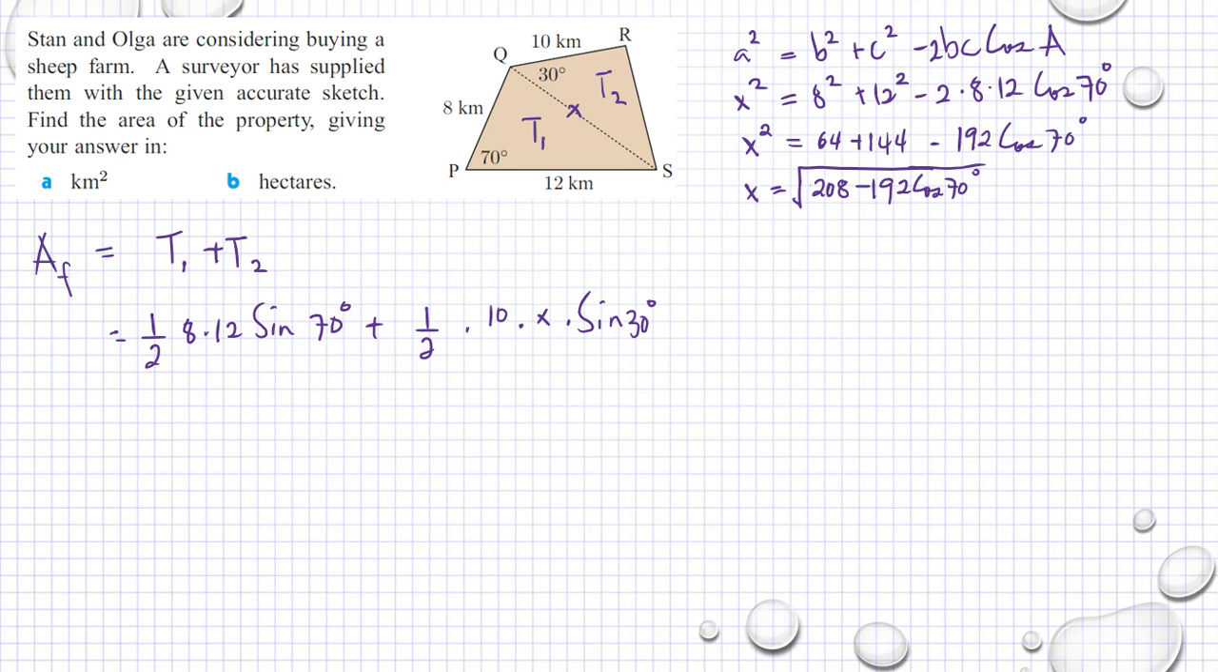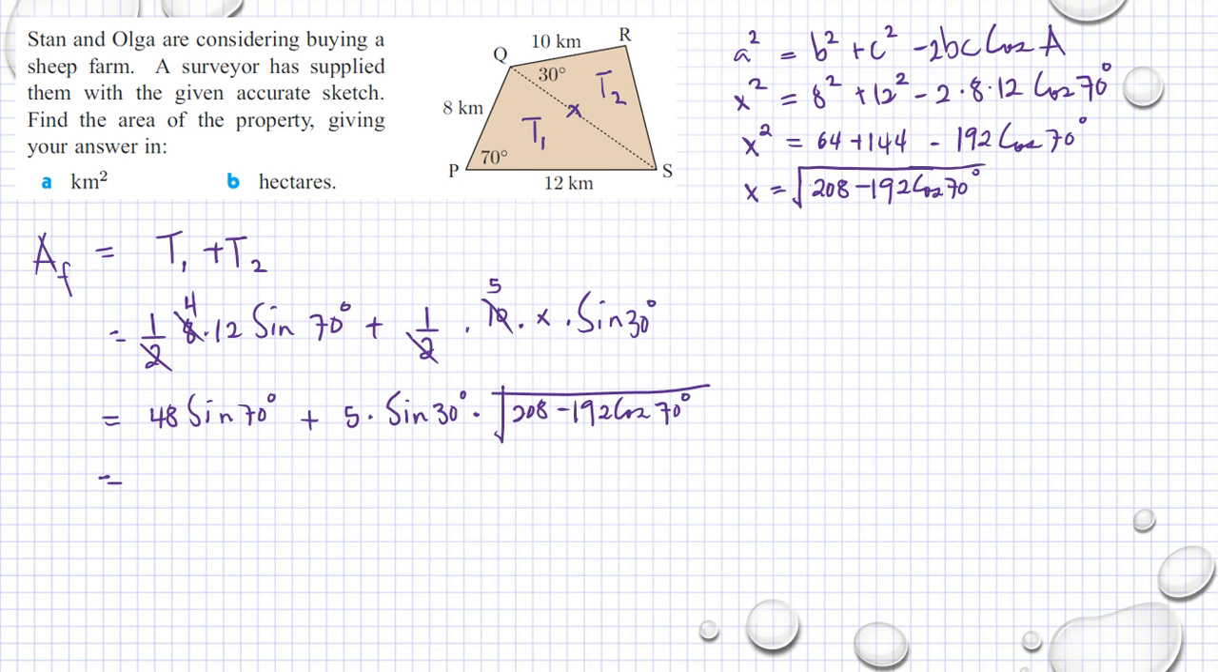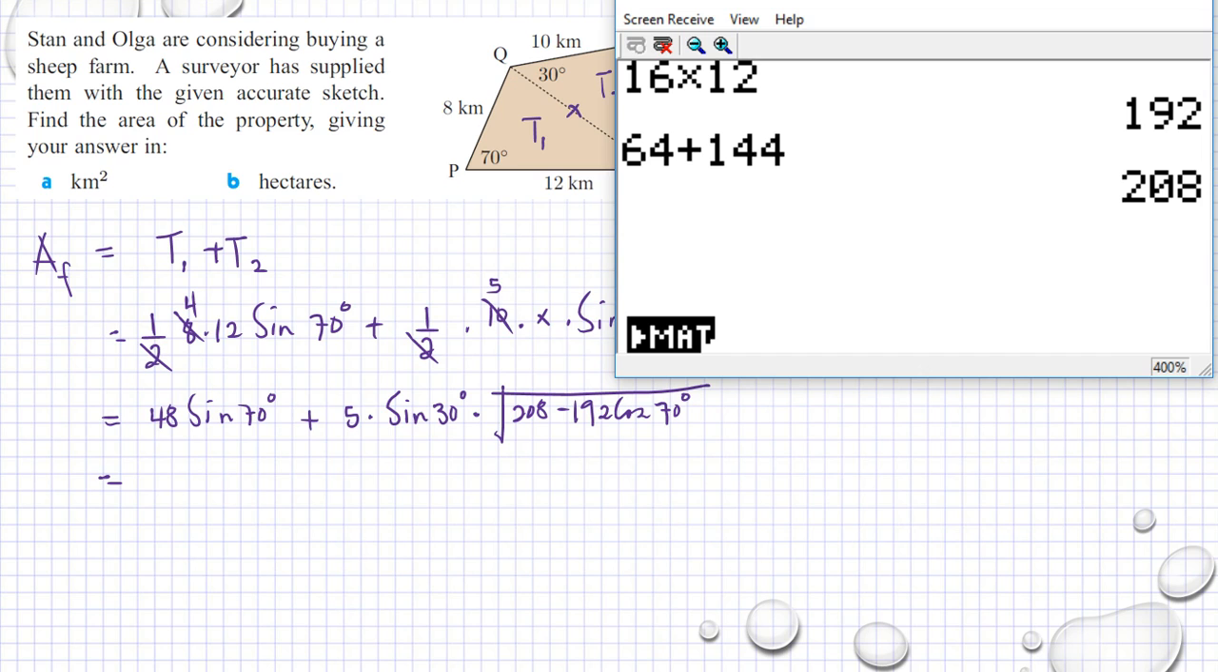Okay, putting the value of x there. Now I'm not going to compute that because I don't want to round it off. So to simplify this, this is 4, this is 5, then I have 48 sine 70 degrees plus 5 times sine 30 degrees multiplied by our x, which is the square root of 208 minus 192 cosine 70 degrees. Okay, and then we have our calculator there now.